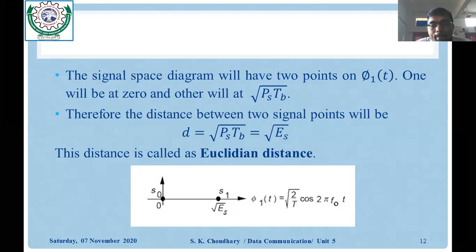Okay, so you can see in the diagram as well. I have shown the diagram with an x-axis and y-axis. On the x-axis we have represented the orthogonal signal phi 1 of t, and one of the points, the binary 0, is at the 0 level, S0, and S1 is for the binary 1, that is square root of Es or square root of PsTb. And the distance between both of them is D, that is the Euclidean distance. It is your D.